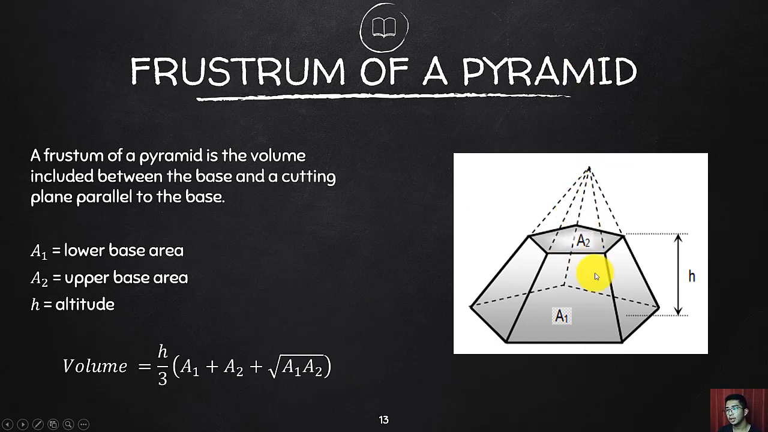So this is usually common in pedestals, correct? Wherein now you're going to form this particular figure. This is also very common in earthworks. So sometimes frustums are present.